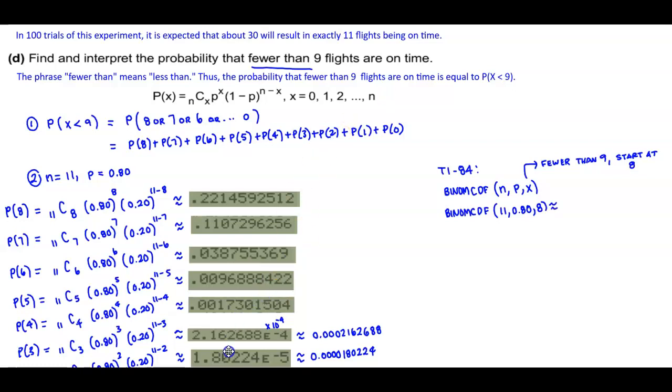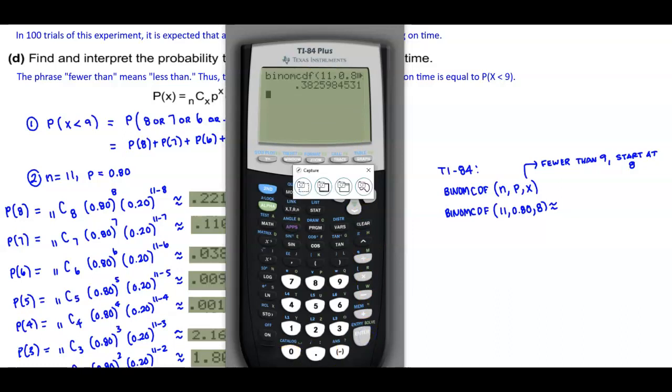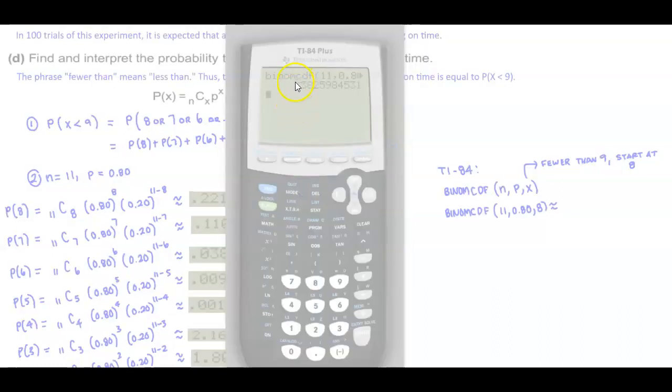Okay, so let's go ahead and put that into our calculator. We're going to go to second and then distribution. We're going to scroll down all the way to binomial CDF. We know our number of trials is 11. We know that our probability is 0.80, and then the x value is now going to be 8. So we need to make sure that we put that in correctly, and then select enter, and then you will see what we get for our result.